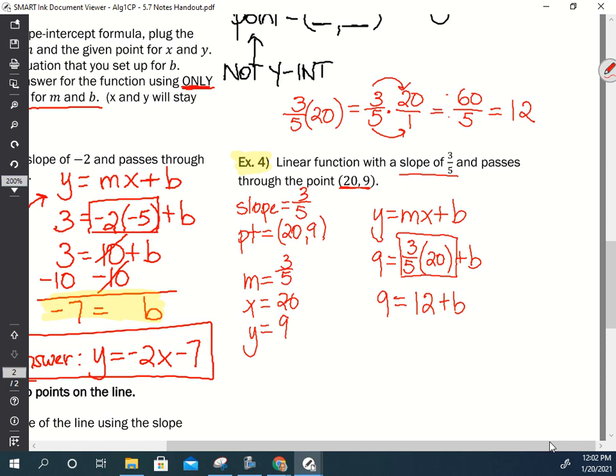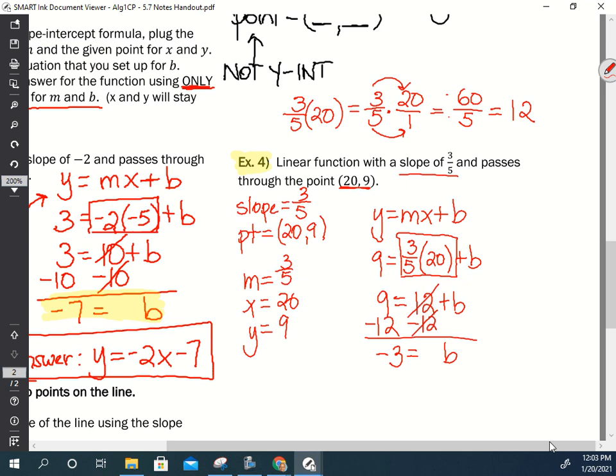But we're not done though. What do we still need to do? We subtract 12. So what's B equal to? -3. Are we finished? Is your job finished? I heard a no. I think Willie said no. I agree with him too.